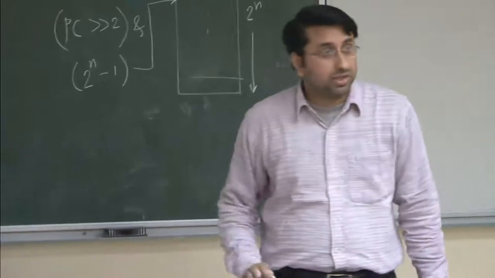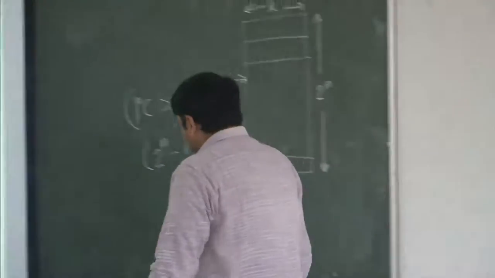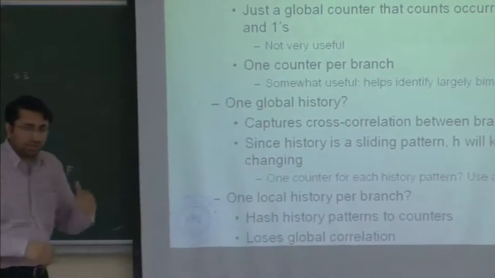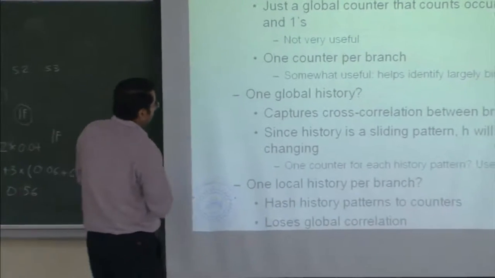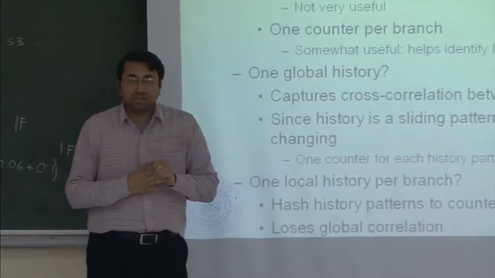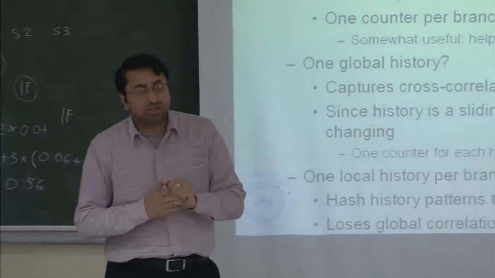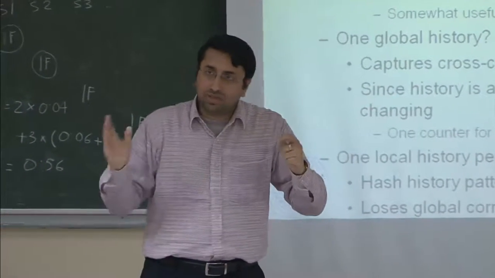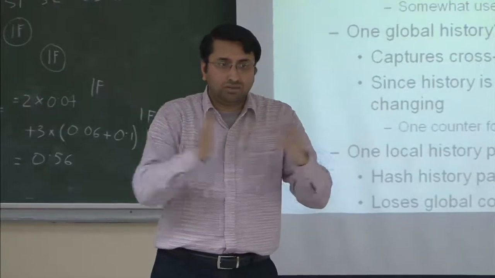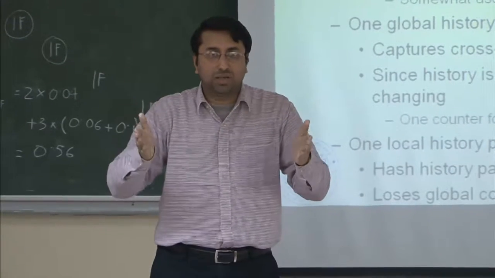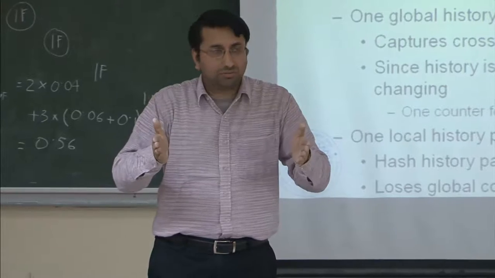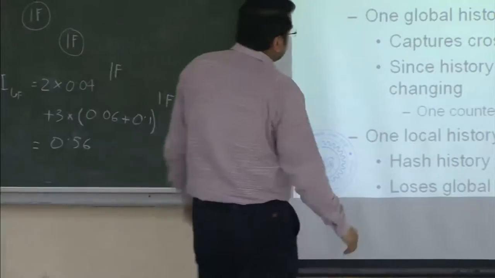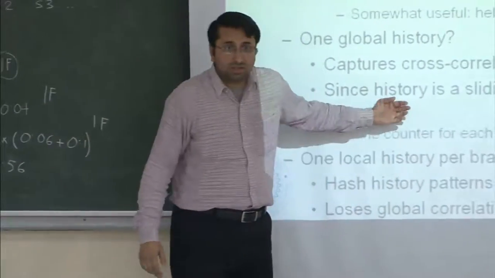Is it clear to you? Okay, so from no history, let's make one small step. Suppose we give you one global history register. That means you still don't have one history per branch, but you have one history register where whenever you see a branch, you shift in its outcome. So if you have a history of, say, m bits, you know the outcome of the last m branches that you have seen. So it captures cross correlation between branches, if there is any.